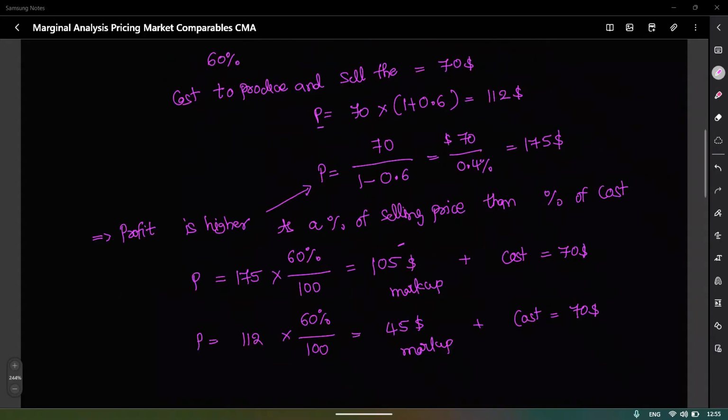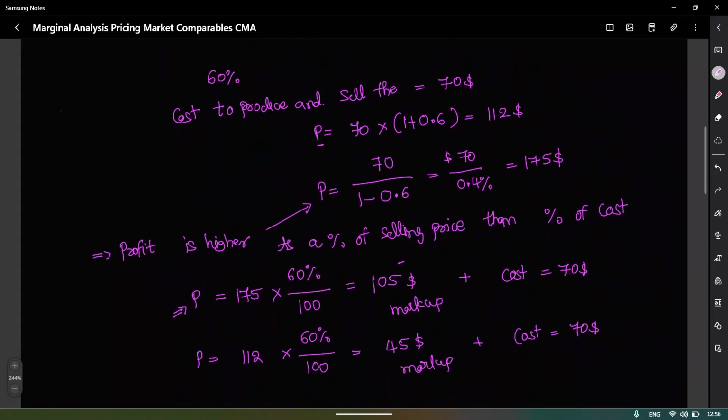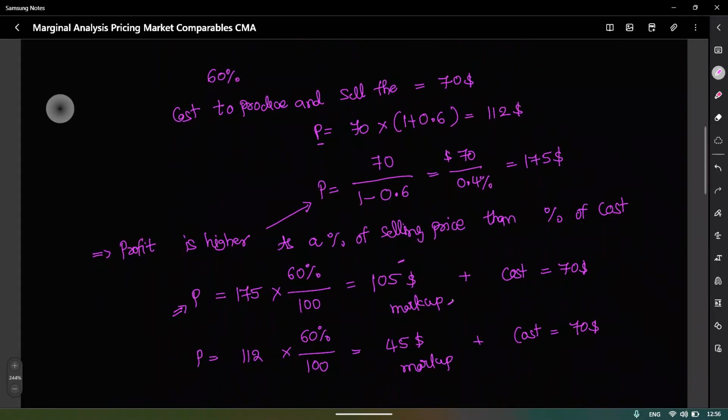As you can see below, profit is higher as a percentage of selling price than as a percentage of cost. In this case, the selling price is 175, and as a percentage of selling price, 105 is the markup, so you receive higher profit. So the profit is higher when the markup is set as a percentage of selling price compared to when it's set as a percentage of cost. So 45 and 105.